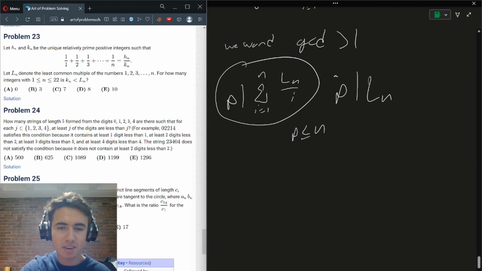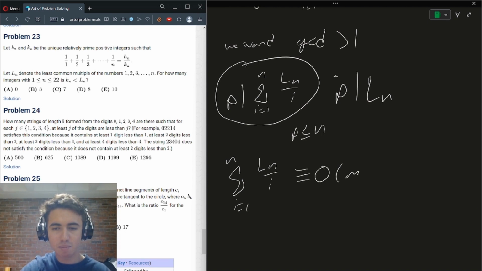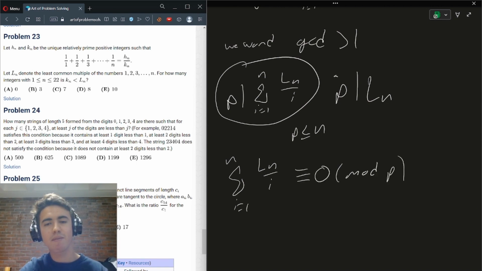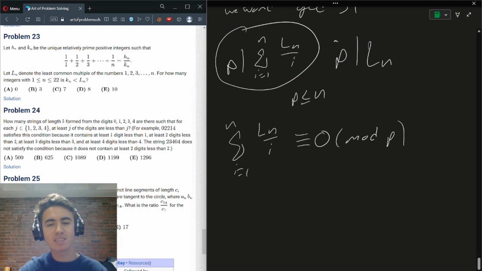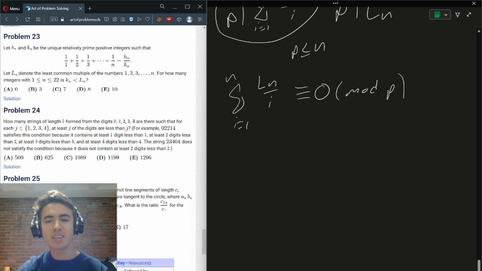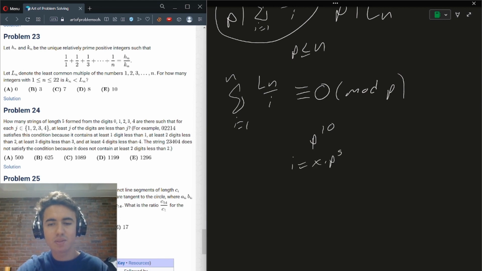We can rewrite this term another way: the sum of I equals 1 to n of ln over I is congruent to 0 mod p. Just another way of rewriting it. Now we want to figure out when this will be the case. One thing you may realize is that most of these terms are actually going to already be 0 mod p. When is that the case? Let's think of a specific example. Imagine one of the factors of ln is p to the 10, but I is only equal to x times p to the 5. Then when you divide them, it will still have a factor of p to the 5, and in other words, it will still be 0 mod p.